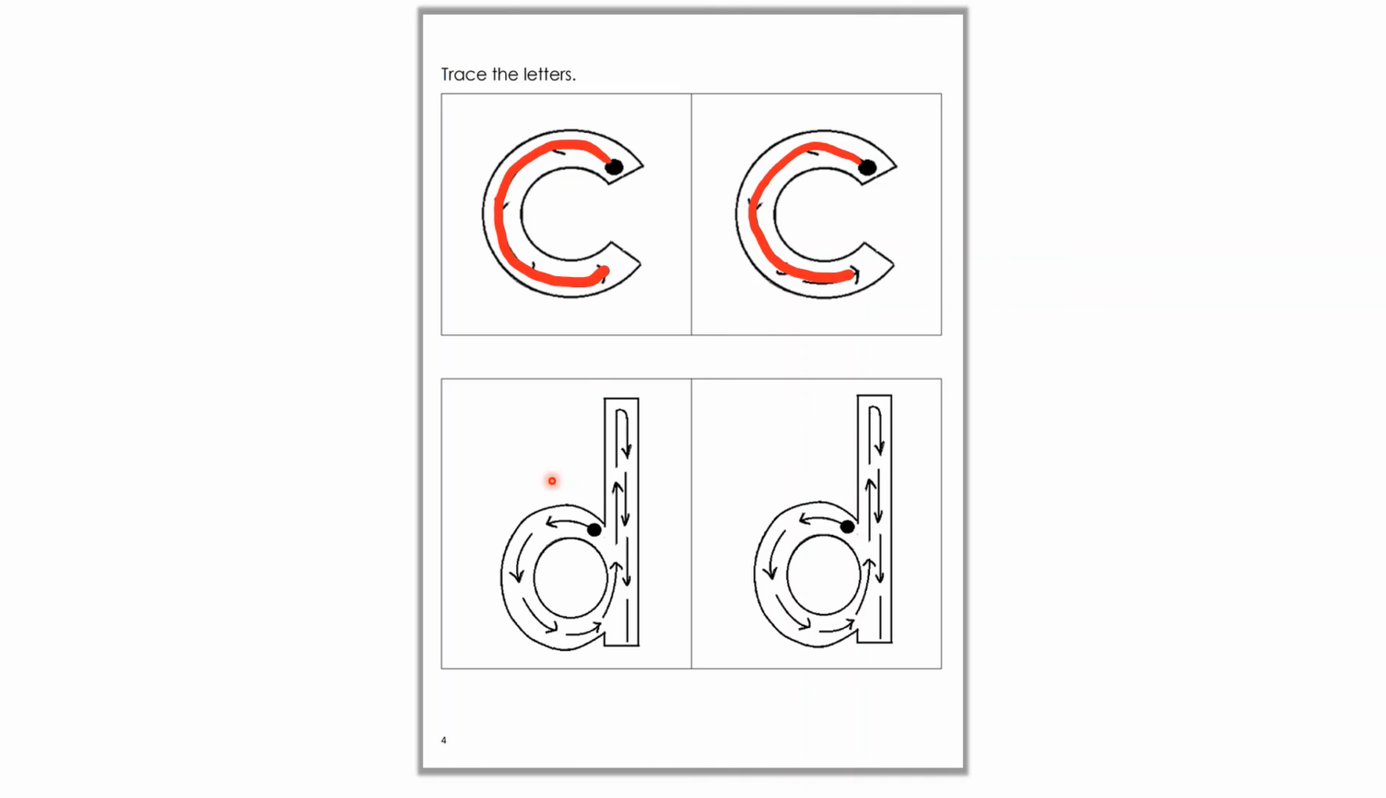We are going to trace D now. We're going to start with this black dot here and follow this arrow. Watch. Can you trace on yours? Now let's trace one more time. Are you done with your tracing? Great. Good job. You did it.